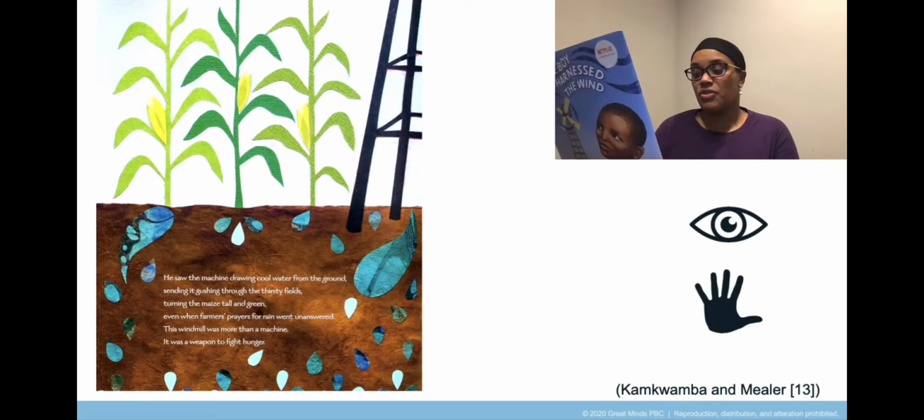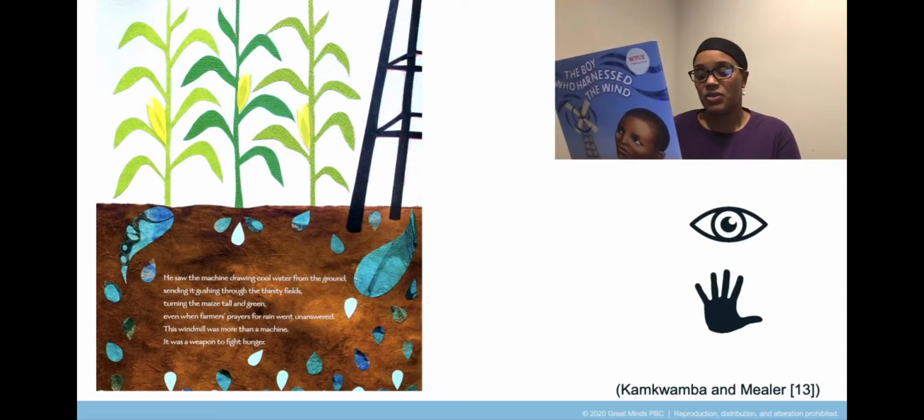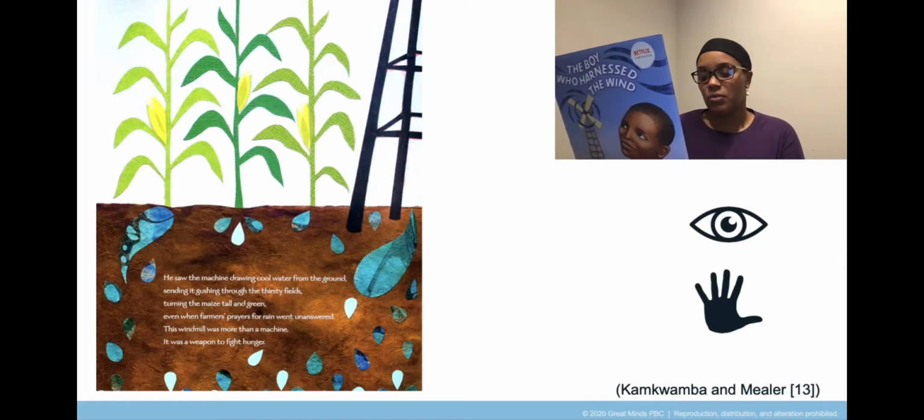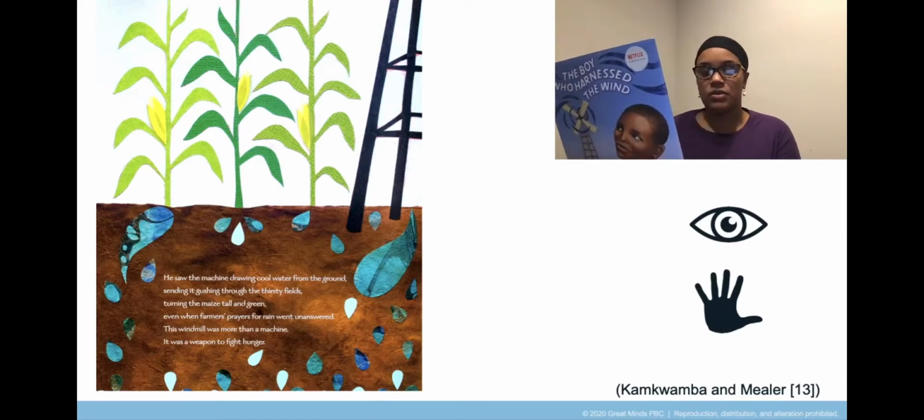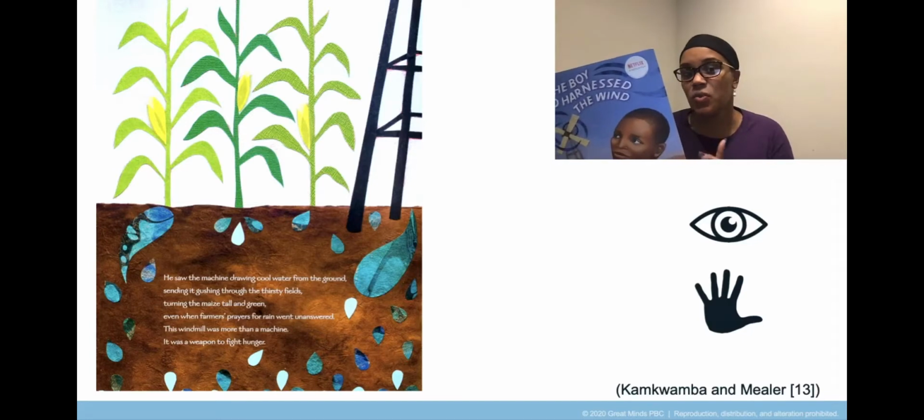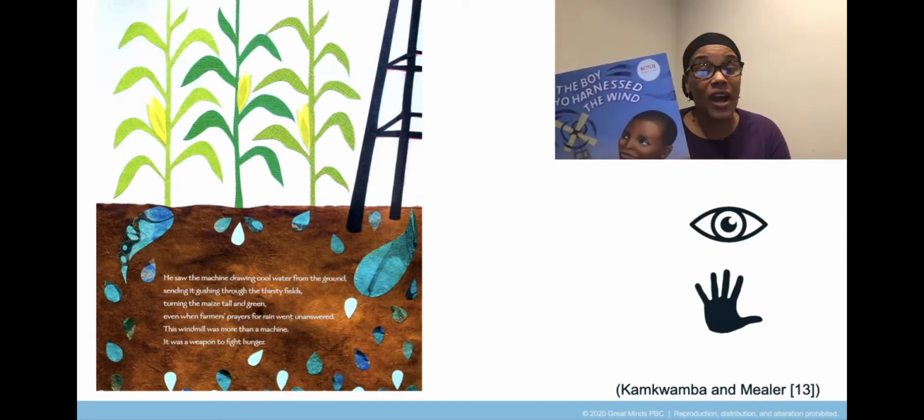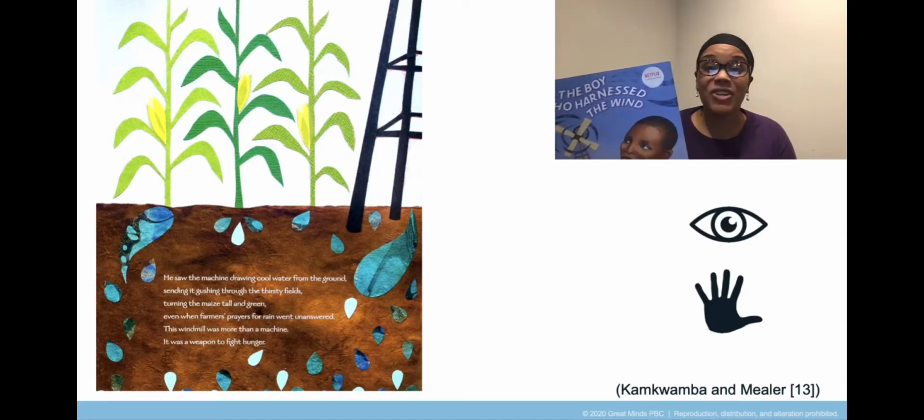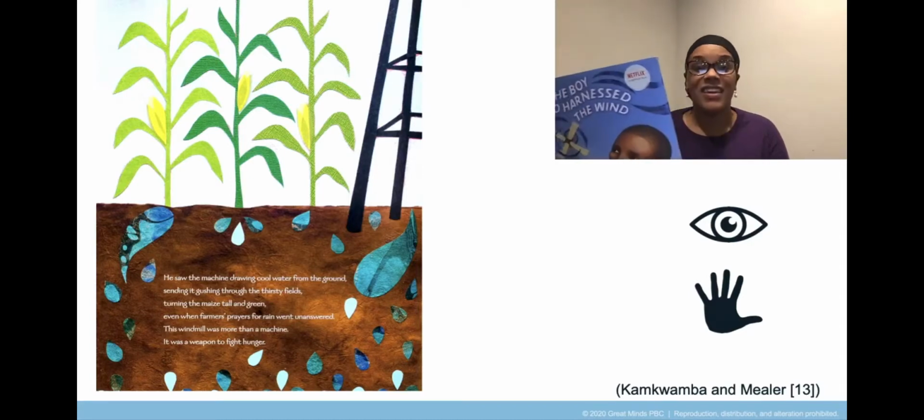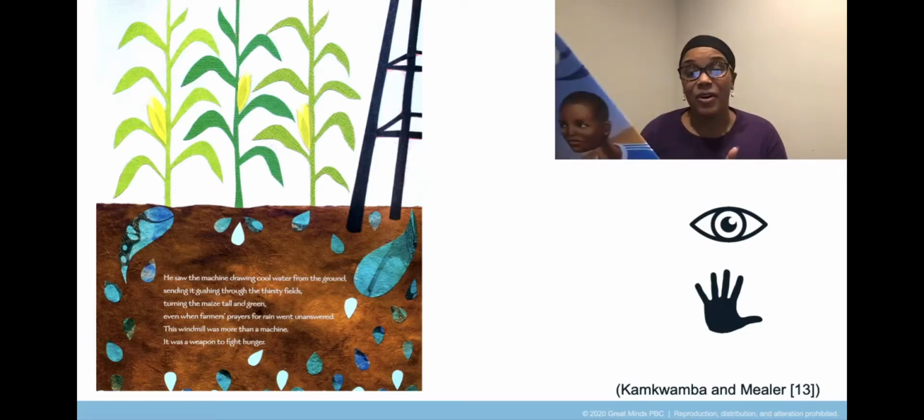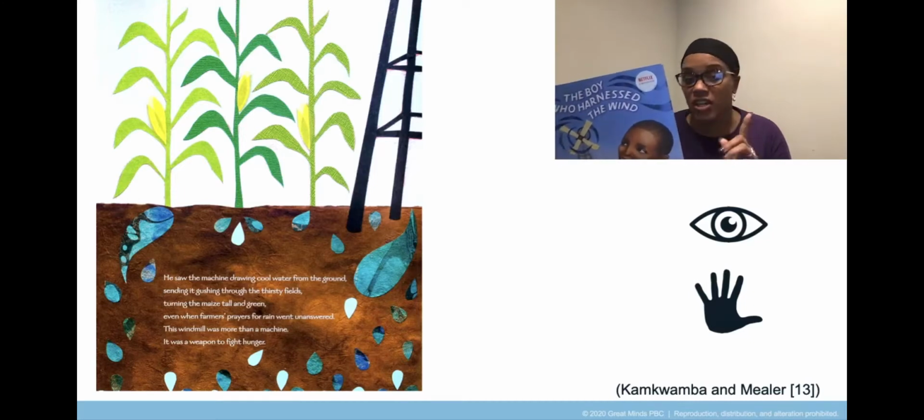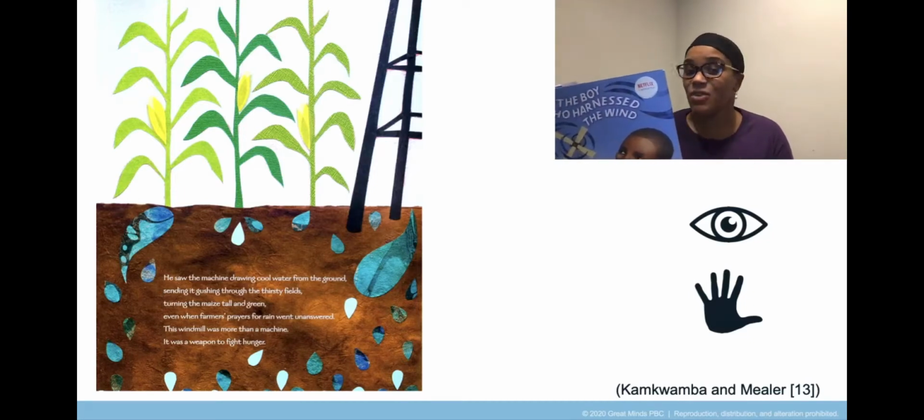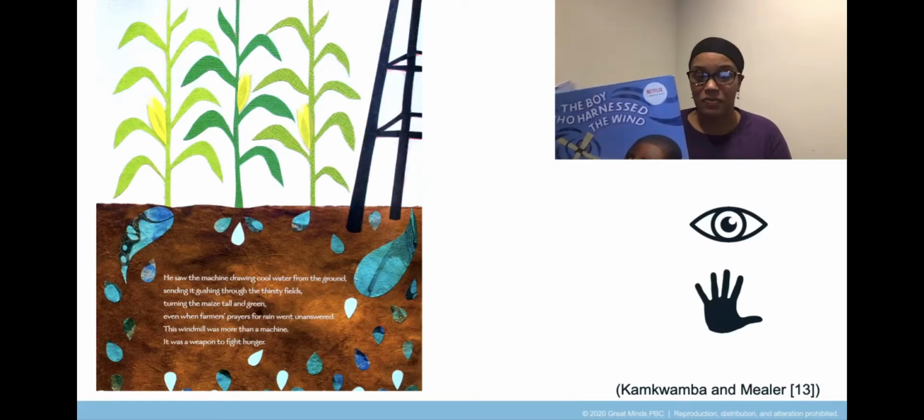Sending it gushing through the thirsty fields, turning the maize tall and green, even when farmers' prayers for rain went unanswered. Which sensory words did the author use to describe the fields of maize? Think. Share with a learning partner or share aloud. The author used the words tall and green. Now, another word to describe the plants could be healthy, because plants that are tall and green are healthy.